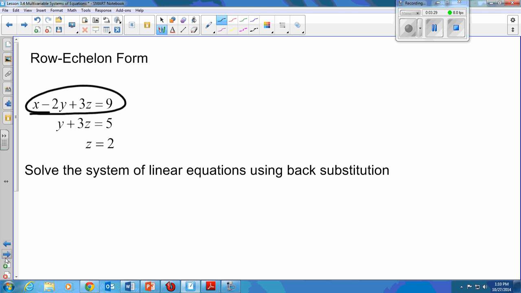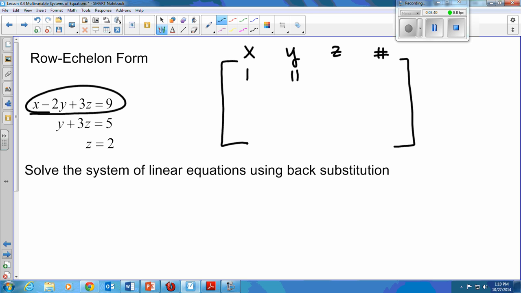Row echelon form looks like this. In 3 variables, I'm going to have a column for x, a column for y, a column for z, and a column for my constants. If it is in row echelon form, I'll have a 1 here and numbers everywhere else. They could be zeros, I don't know. Then I'll have a 0, a 1, and numbers everywhere else. Then I'll have a 0, a 0, and a 1, and a number here. And that's what we call row echelon form.